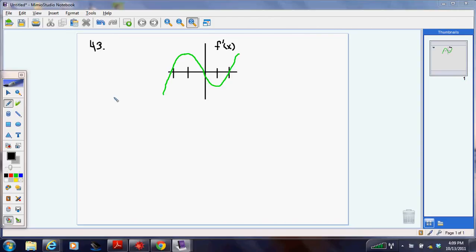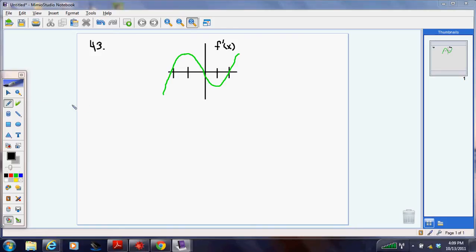And you can come back and watch the video and see how well you did. Let's continue here. This is number 43 from the Chapter 2 review. And we're given the graph of y equals f prime of x, roughly shown here. I tried to do my best to sketch it for you. And part A says, on what intervals is f increasing or decreasing?